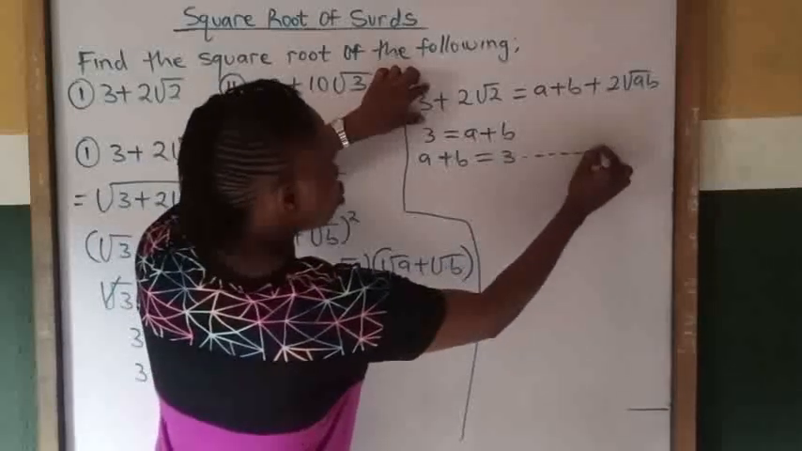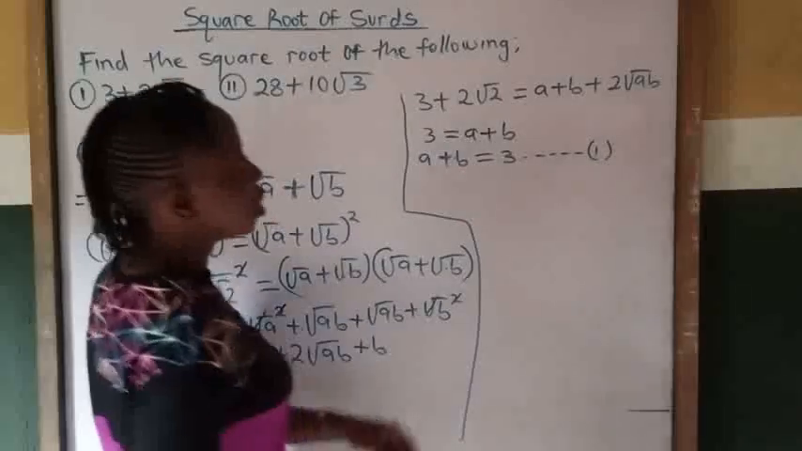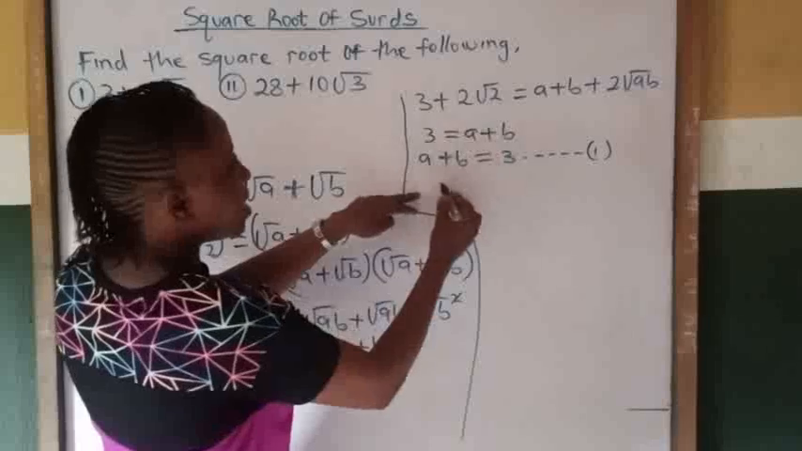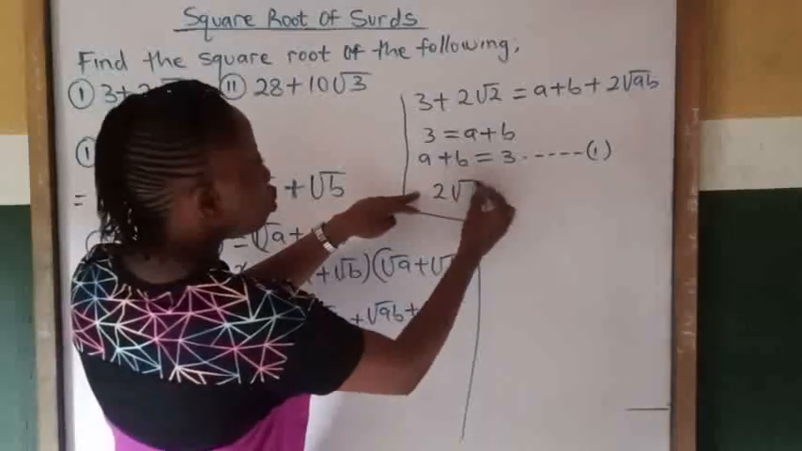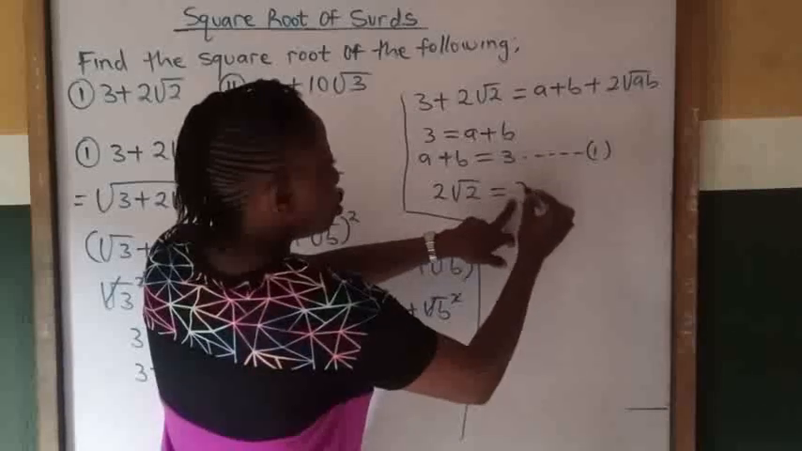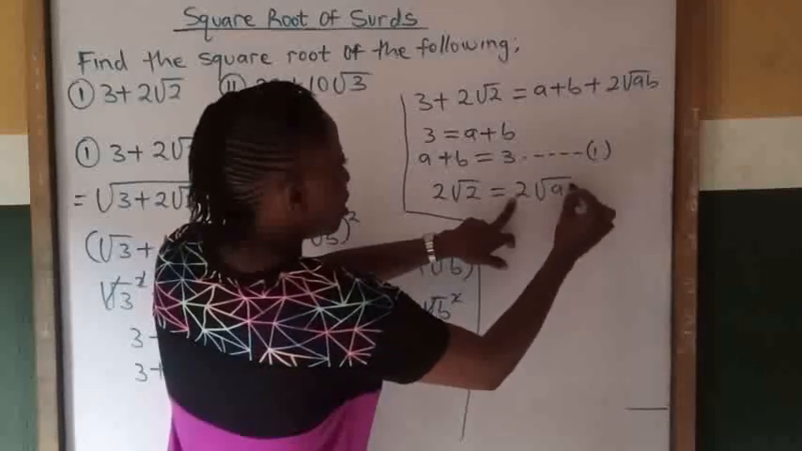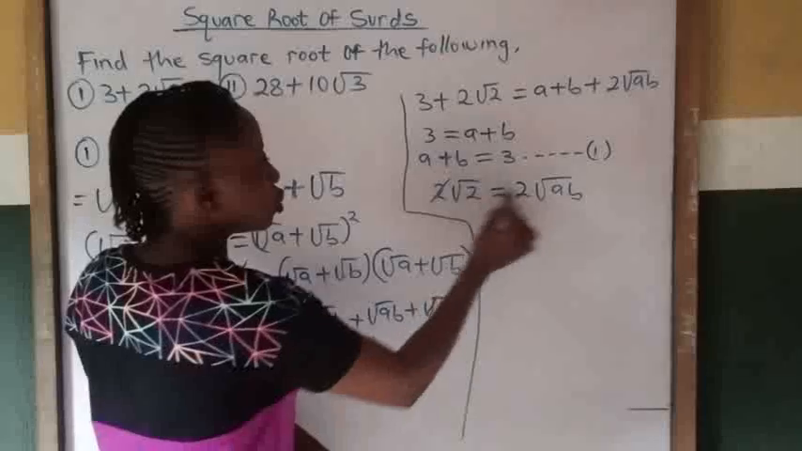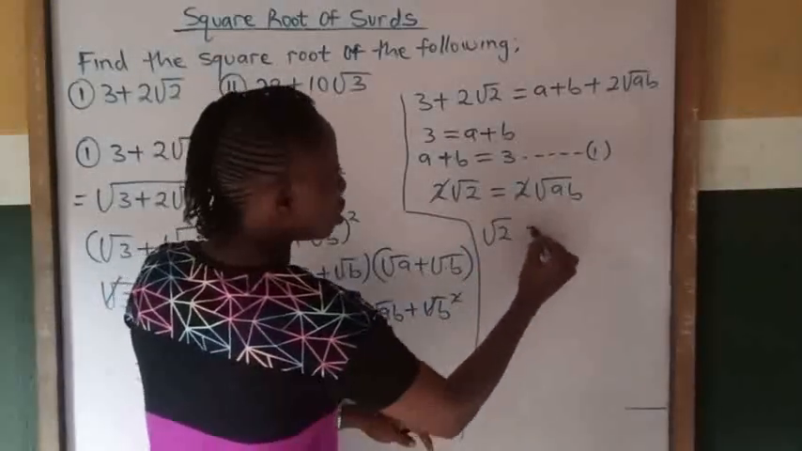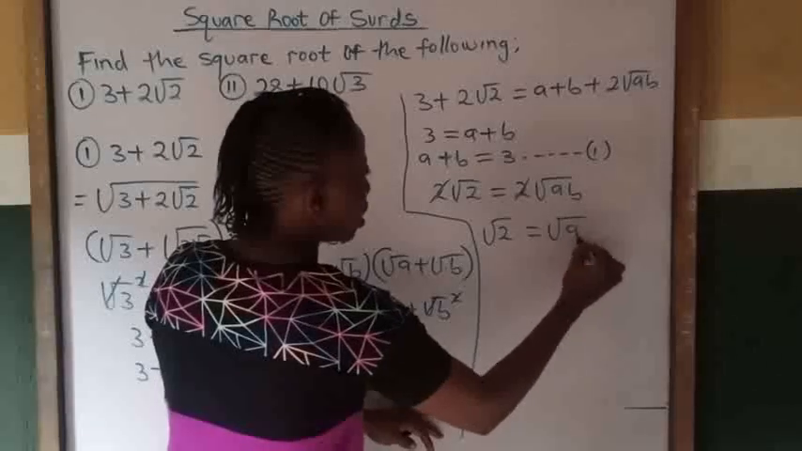So we call this one equation 1. Equation 1. So let's equalize roots. The roots at this side is 2 root 2 equal to, at this side we have 2 root AB. So we cancel 2. So this one will remain root 2 equal to root AB.